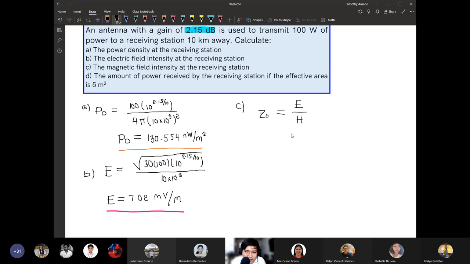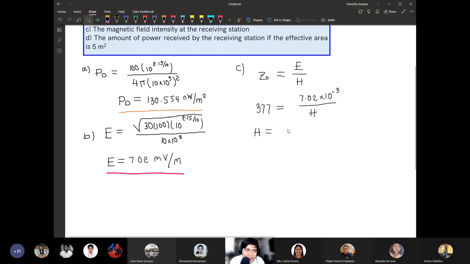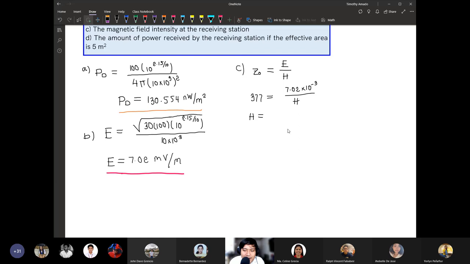Ayan. So yung zero natin, pag walang sinabi, 377 or 120 pi. Tapos yung E natin is 7.02 times 10 to the minus 3 over H. So therefore, ano yung H natin? Okay? Yan. So that's the easiest way to solve for H, no? Although pwede rin naman yung may 377, yung dadaan ka sa power density. So that's also okay. So you will be arriving at almost the same answer.